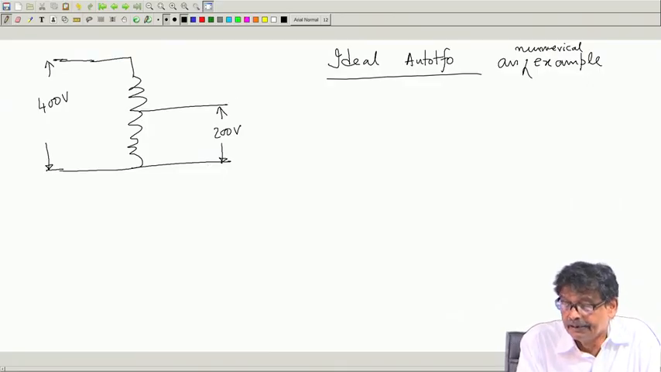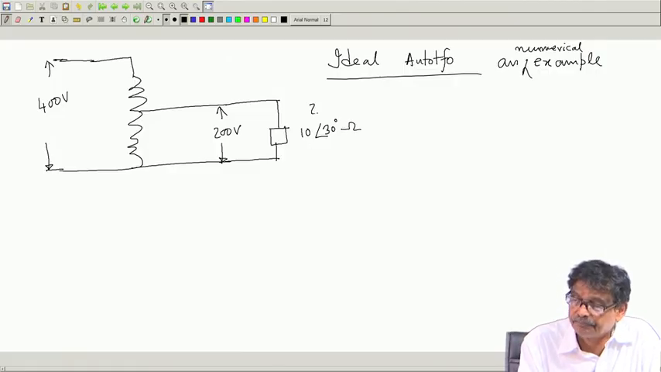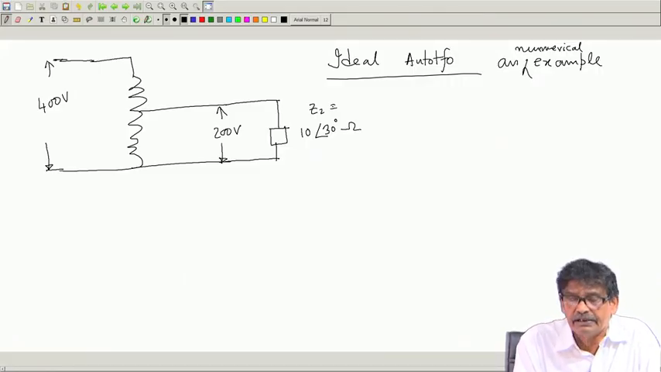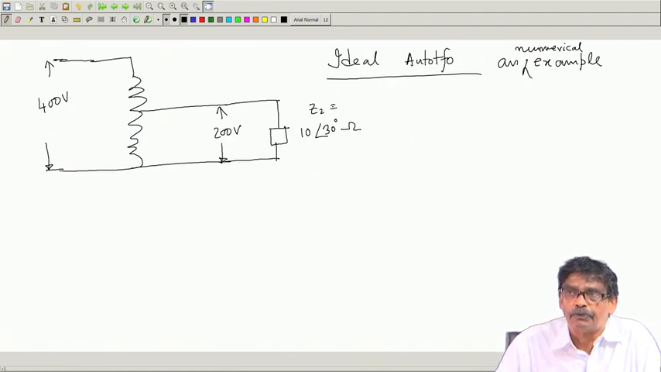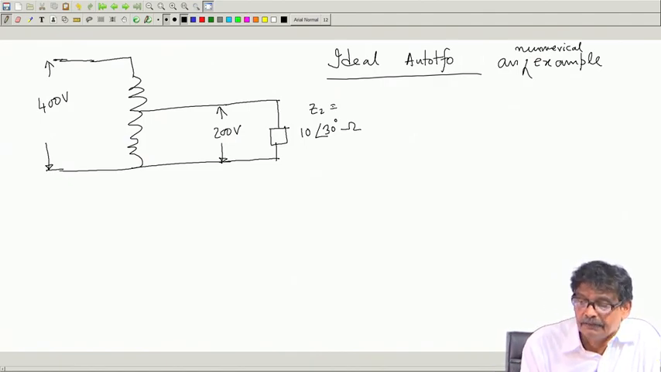and I say that you have connected an impedance here of value say 10 angle 30 degree, inductive impedance, I have connected as Z 2. I ask you to find out, calculate currents in all the branches of the circuit, a very straightforward problem, but you should do it like this.